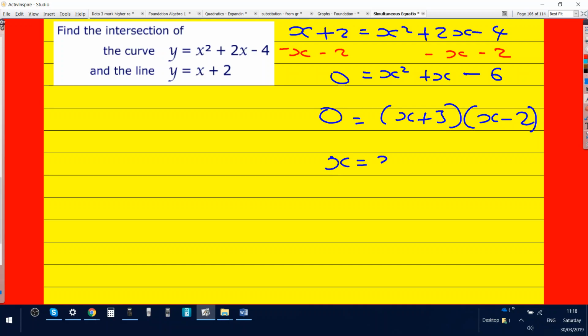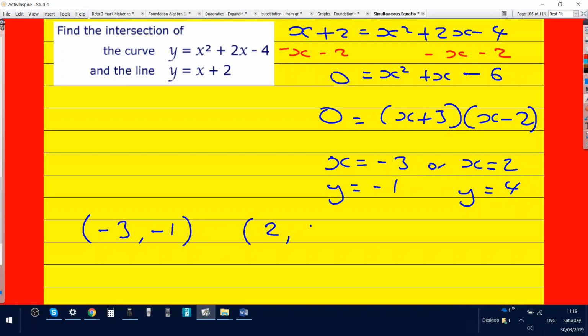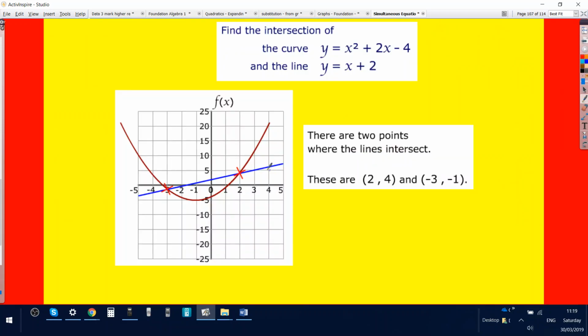And then you sub into the y equation to get, for the first one, y equals minus 1. The second one is y equals 4. Coordinates? Minus 3, minus 1, and 2, 4. And that's what it looks like. That's a curve, that's a line.